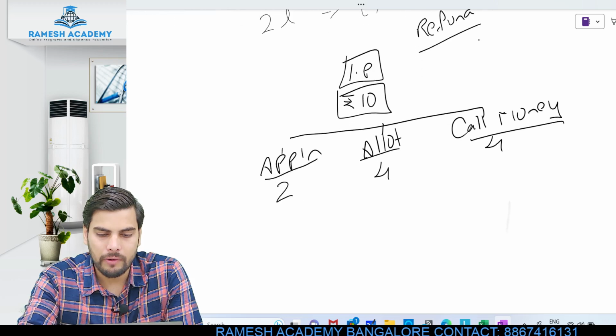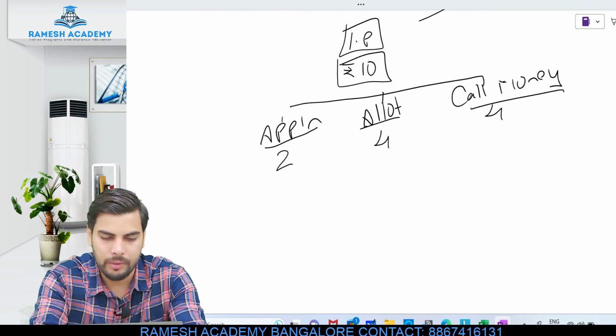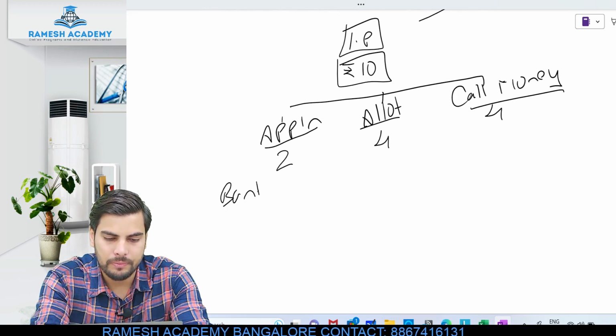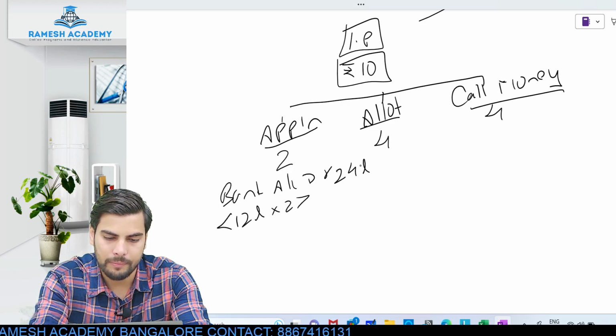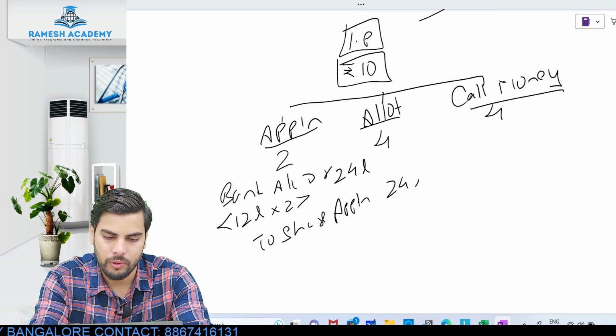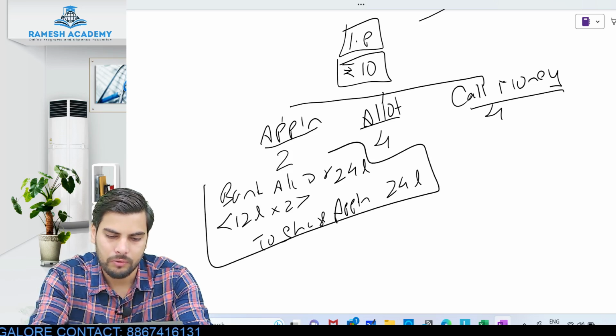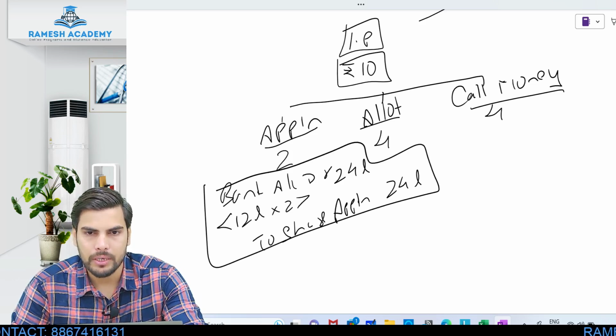Okay, so when I'm passing the journal entry for the application stage, you know the journal entry. What would be the entry? The entry would be like this: bank account debit, 12 lakh shares into 2 rupees, this would be 24 lakh, to share application account, 24 lakh. This would be the first journal entry. Clear? So bank account debit to share application account, 24 lakh, 24 lakh. This would be the entry.